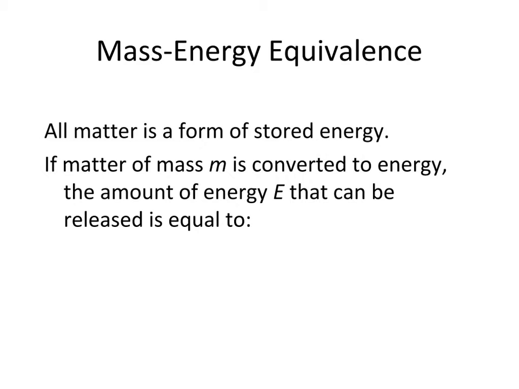If we have a mass m that's converted to energy, then we can determine the amount of energy E that can be released by that mass. And this is probably the most famous equation in all of physics, which of course came from Einstein's general theory of relativity: E equals mc squared. Just about everybody has seen this equation, but many people don't know what it means. It's all about energy and mass.